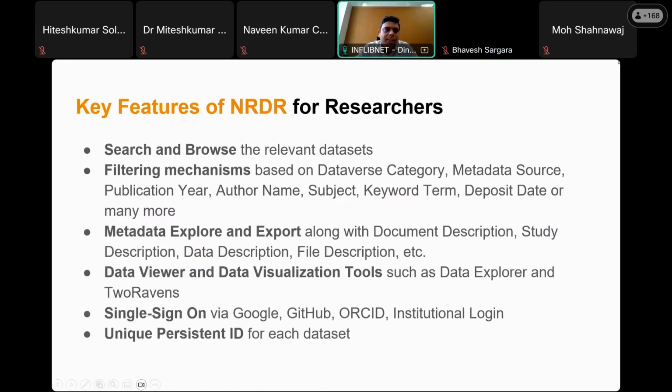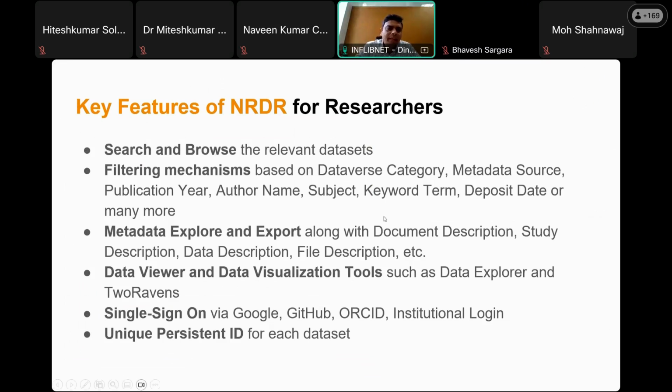Now, the key features of the NRDL, I have already explained at the start. We can search based on the Dataverse category, publication year, author name, subject, keyword, whatever metadata we have provided while uploading that data set. Through those areas, you can search your record, and you can also filter, like for a specific year or for a specific subject area you want to search. So those kinds of filters are also available.